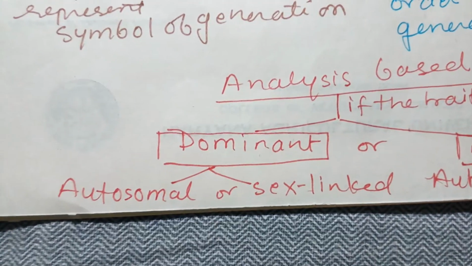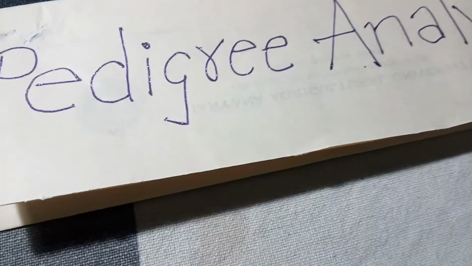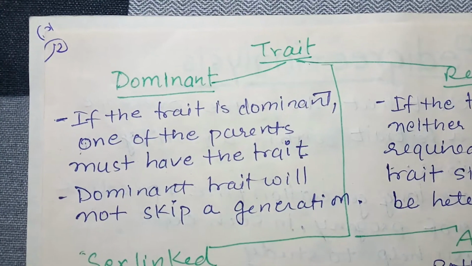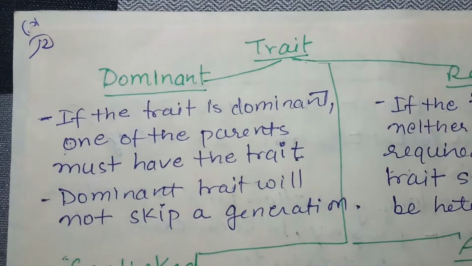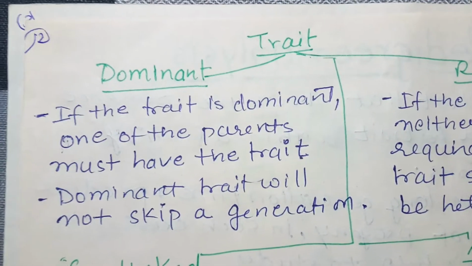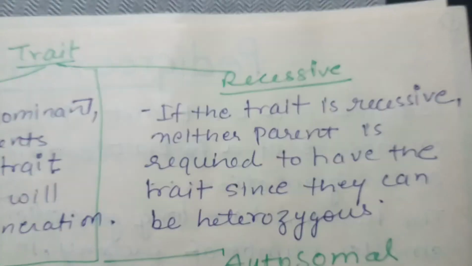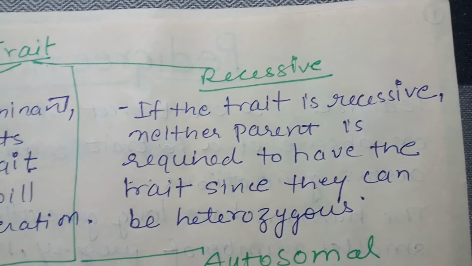Again, in the dominant, whether it is autosomal or sex-linked. In recessive, again autosomal or sex-linked. Now the traits. If the trait is dominant, one of the parents must have the trait. It means when the fusion is there between two, either the male or female is affected, but it is not necessary in the case of recessive. If the trait is recessive, neither parent is required to have the trait, since they can be heterozygous.